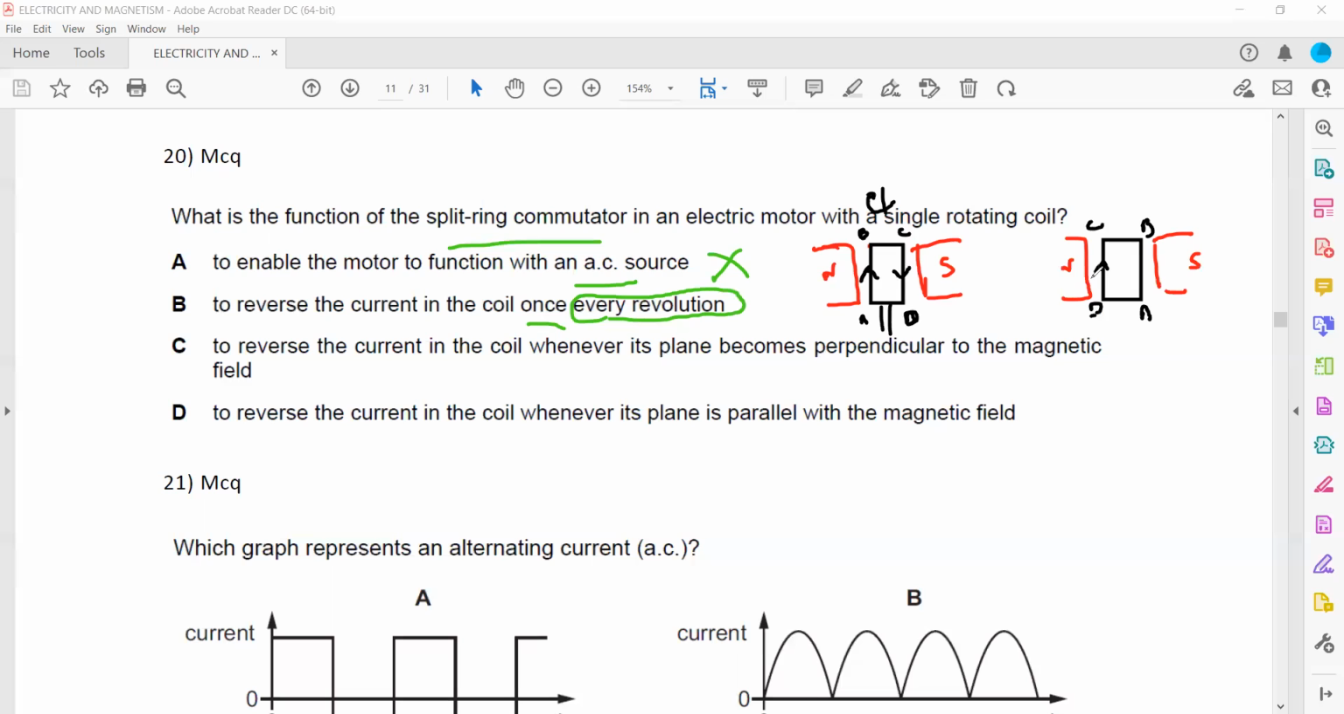Now what is the direction of the current? C and D is up and A and B is down. So the direction of the current reverses, but in terms of rotation, how much is this rotation? This is a 180 degree rotation. So it's not every revolution, it is every half revolution. To reverse the current in the coil, whenever its plane becomes perpendicular to the magnetic field, like when it is exactly 90 degrees to the magnetic field, it reverses the current. When it is vertical, there is no contact between the split rings and the carbon brushes, so there is no current. So C is the right answer.